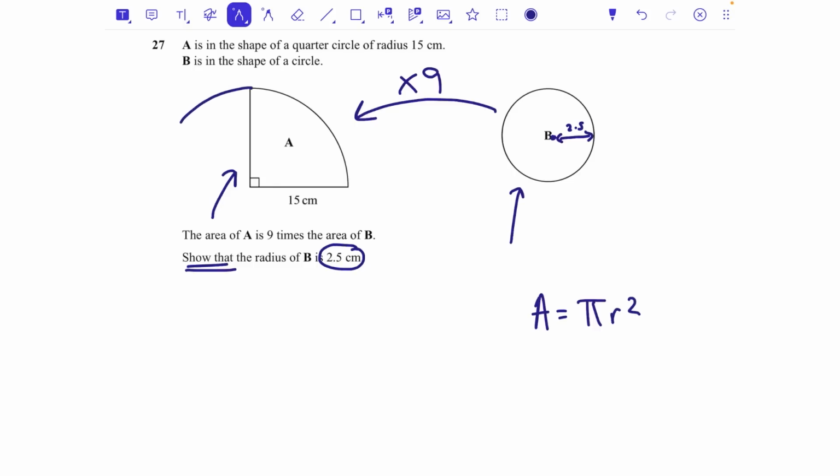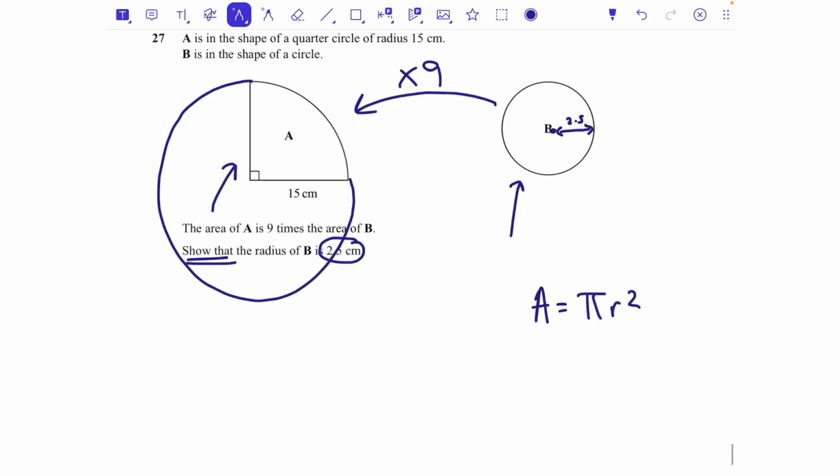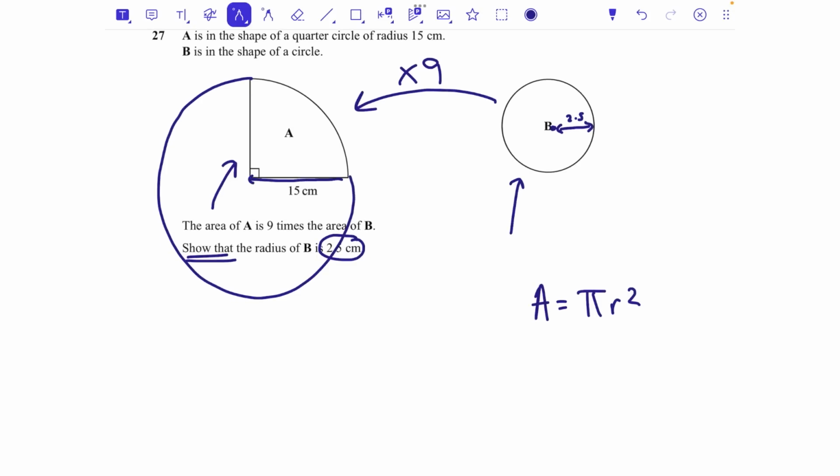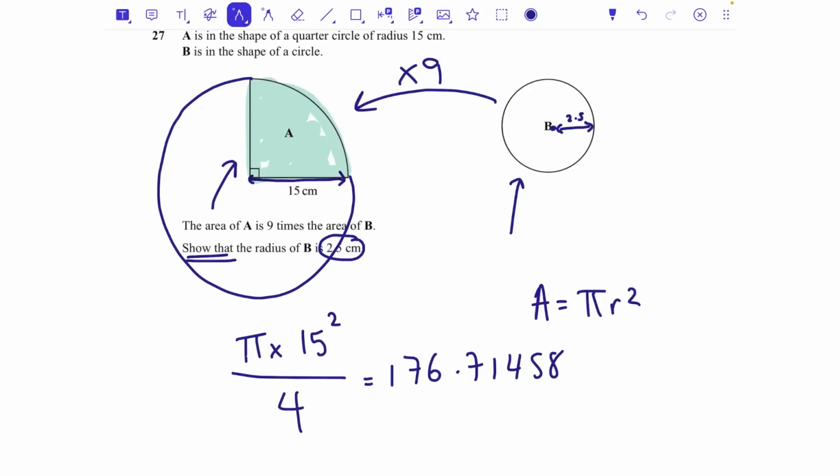Now this circle, if it was a whole circle, would look a little bit like that. Drawn better, of course. So the radius would go from the middle to the edge and be 15. So I'm going to do pi times 15 squared. But because I only want a quarter of the circle, I'm going to take that answer and divide it by 4. So pi times 15 squared divided by 4 is going to get you the area of that shape, and that is 176.7145868. I don't want to round it yet because I'm going to go on and use that.